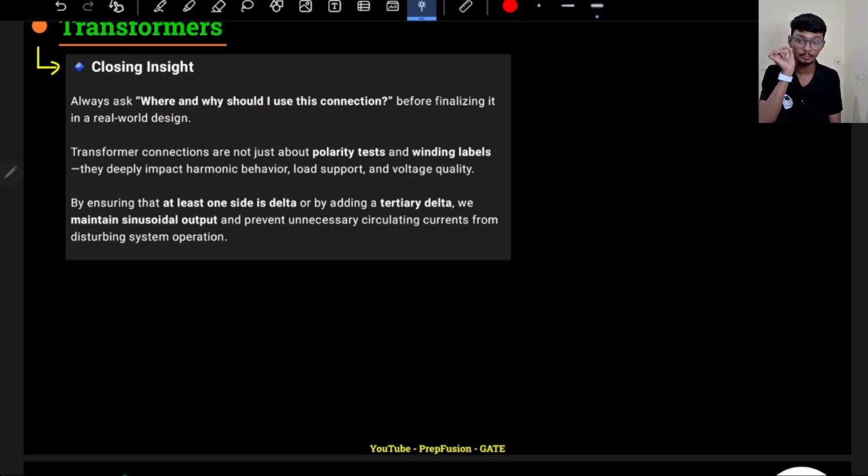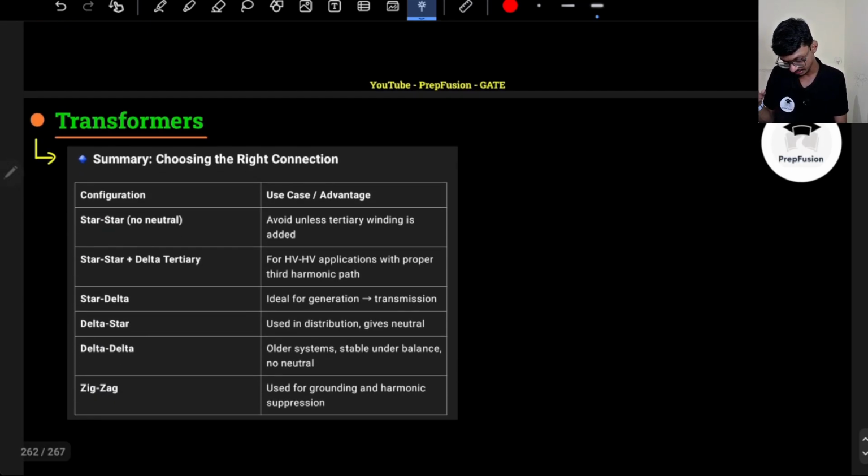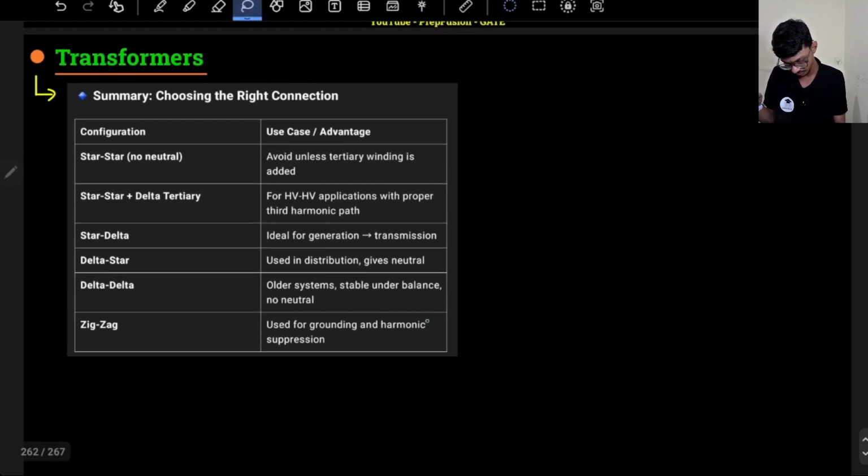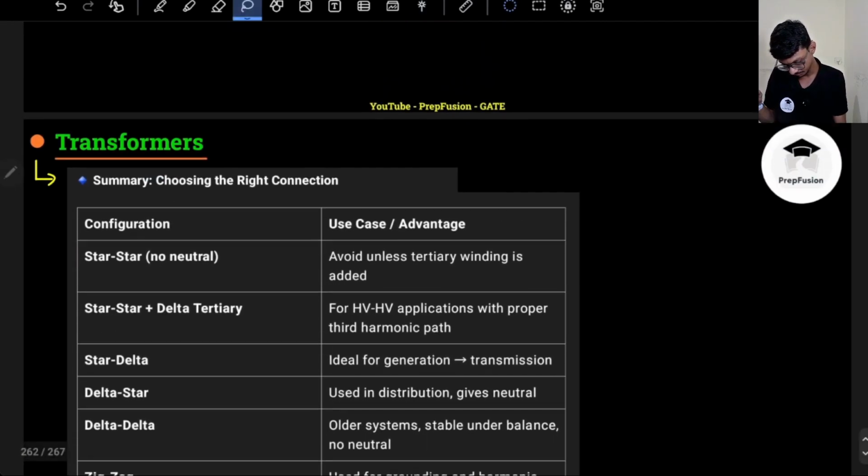So I have given you the practical reasoning for why each connection is used where. Before finalizing in the real world, I've given you the feel for why this is delta-star, why this is star-delta. So in the interview, if someone asks, all your answers will be clear. We have covered every single thing: the interview portion, the theoretical portion, the numerical portion. So nobody will be able to beat you, trust me on this. Same thing we have discussed here. So for the summary, you can go through this and read through it, no problem.